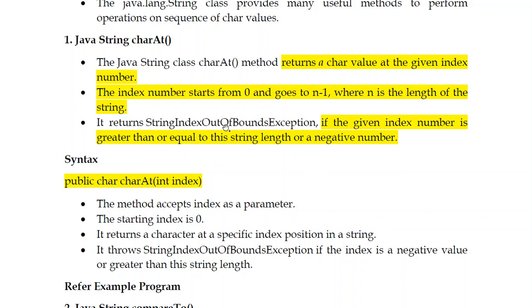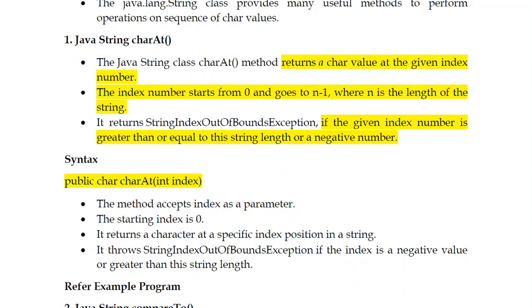Next, what type of exception may we expect? It is not a compile time error, it is a runtime error. At runtime it will throw an error. You will get the string index out of bounds exception when the index number is greater than or equal to the string length, or a negative number. Three cases where we may expect the string index out of bounds exception: if the index number is greater than the string length, equal to the length, or a negative number.